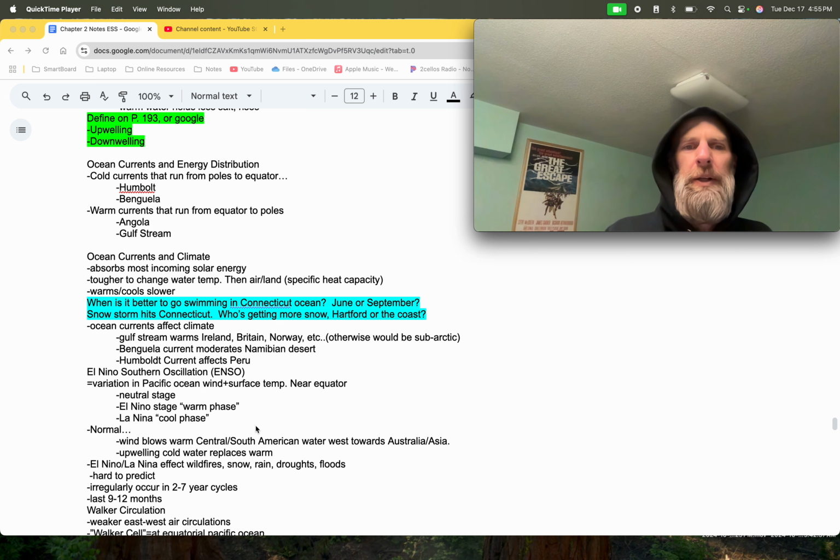So ocean currents and climate. The ocean absorbs most of the incoming solar energy. So, yep, water absorbs quite a bit. It's tougher to change water temperature than the air or land, specifically heat capacity. Try this with thawing out chicken. If you got chicken in a freezer, take it out. Put it in the air. It's going to take longer to thaw. Put it in water. It thaws out a lot faster. So, it warms and cools slower. So, yep.